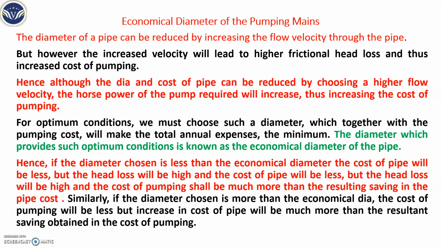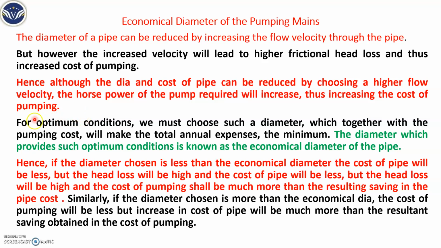So what happens when you reduce the diameter of that pipe? When you reduce the diameter, there is an increase in the flow velocity. When there is an increase in the flow velocity, it increases the cost of pumping. Although the cost of the pipe is reduced by choosing a high velocity, it increases the horsepower requirement. Thus it increases the cost of pumping.